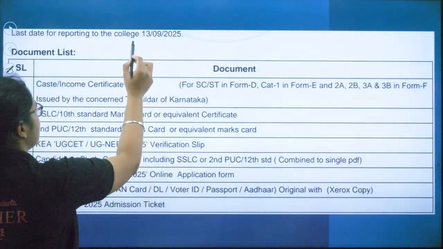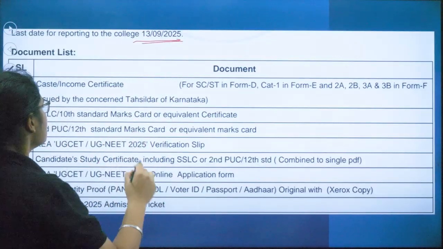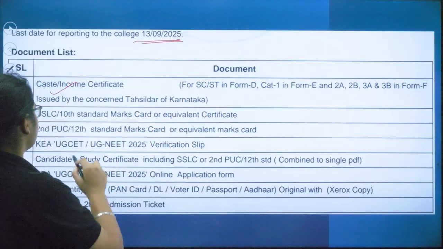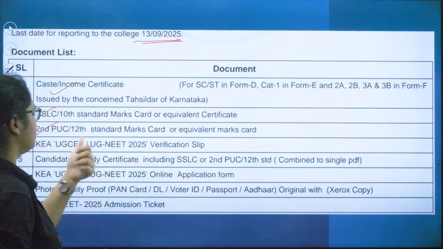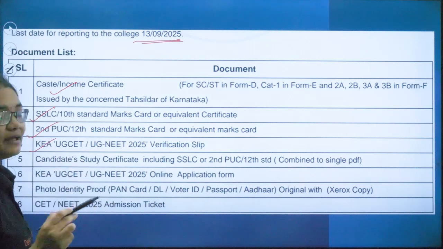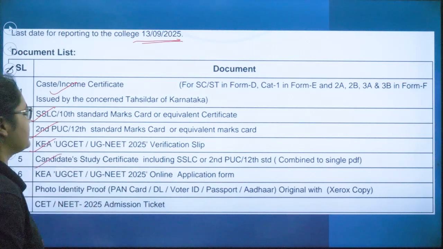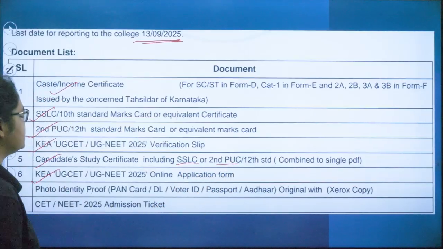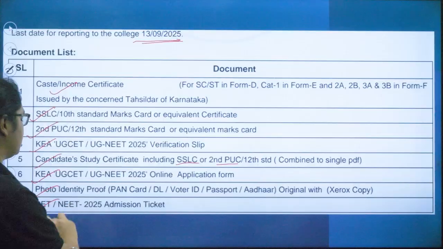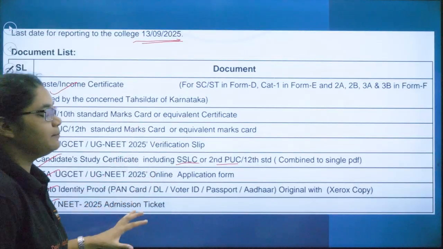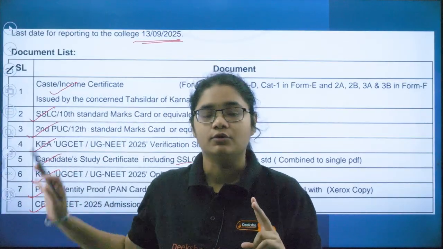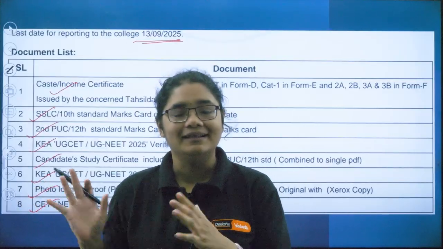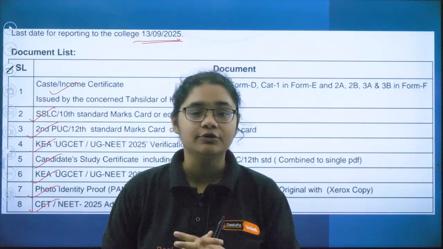Next, what we have here is the documents to be carried. This is very important, and the last date to report to the college is 13th of September. Then there are the documents: caste and income certificate for SC, ST candidates, and then you have SSLC 10th certificate, second PUC certificate, KEA UGCT verification slip, that is your confirmation slip. Then you have study certificate including SSLC or second PUC. Next, you have UGCT, UGNEET online application, photo identity proof, and admission ticket. Please make sure you take at least 2 Xerox copies, original documents, and all the soft copies should also be there in your phone to carry to the college for admission.